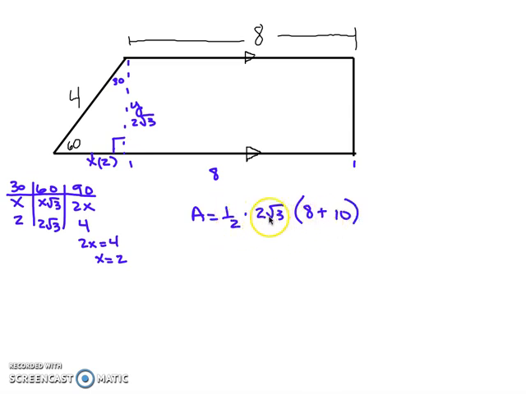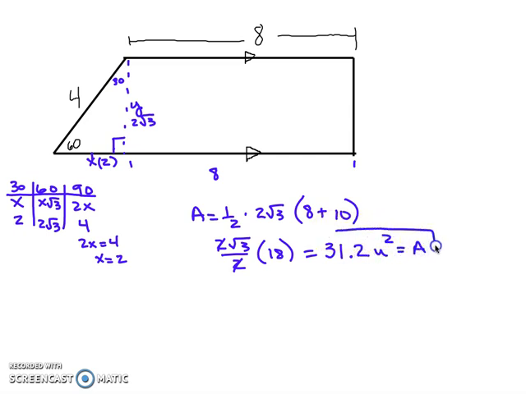And if I take 1/2 times 2 square roots of 3, I know that my 2's cancel out. Sorry, I wrote that wrong. 2's cancel out. So you'd have square root of 3 times 8 plus 10, which would be 18. And that would equal 31.2 units squared would be your area for that. And that's what we would give our answer as.